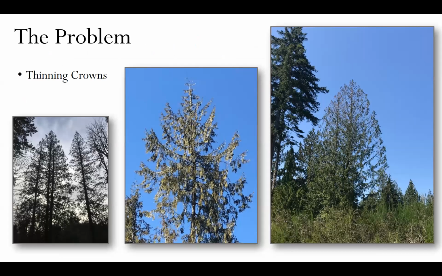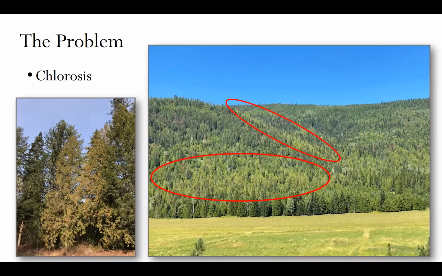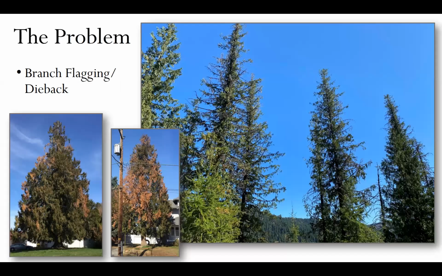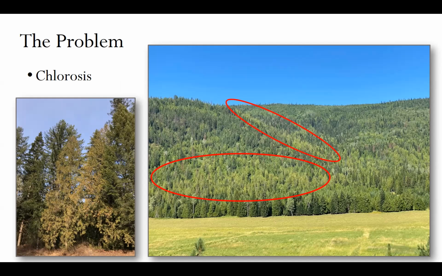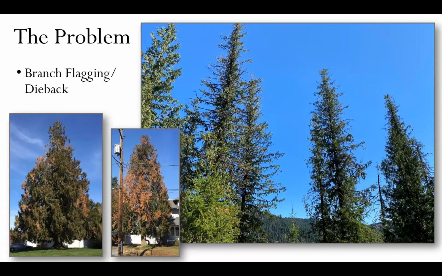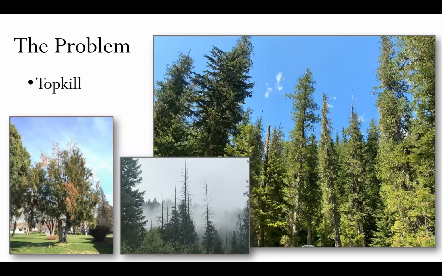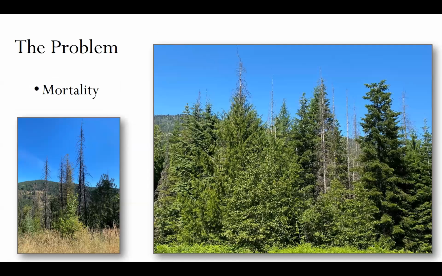So one of the main symptoms we've been seeing is thinning crowns. We've also been seeing quite a bit of chlorosis, which is yellowing. We've also been seeing browning crowns, and sometimes this is due to large cone crops, but not always. Other symptoms include branch flagging and dieback, top kill, and mortality.